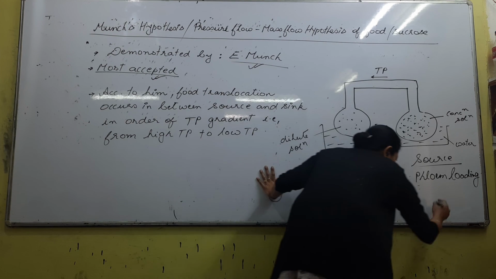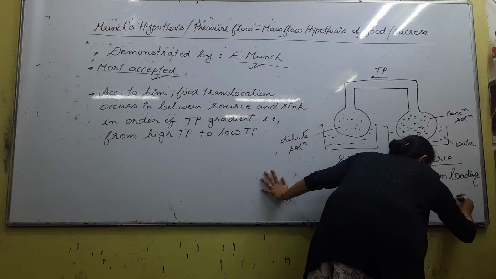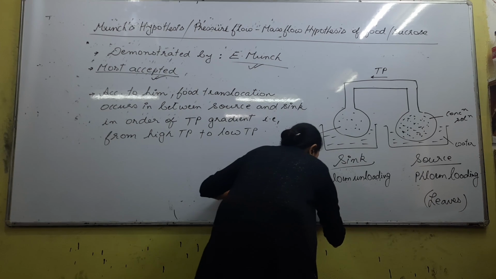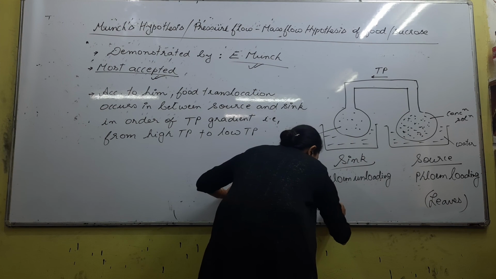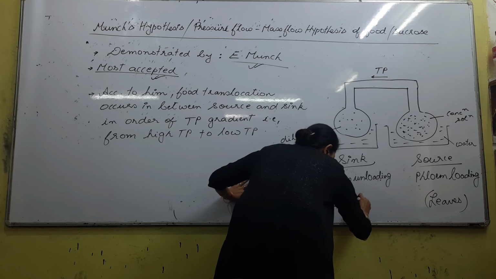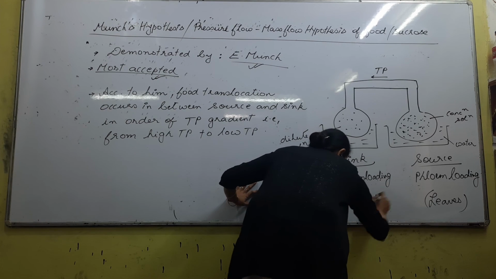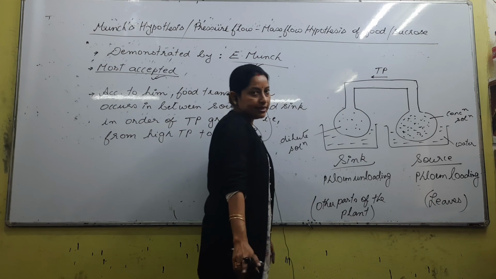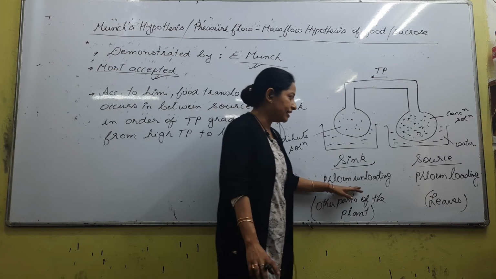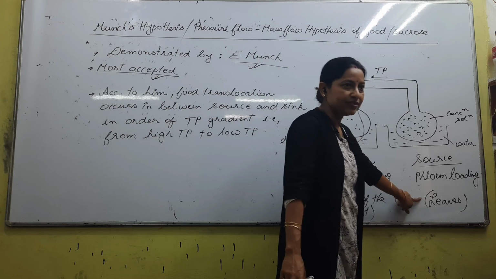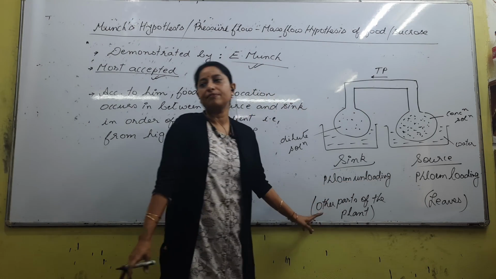In the biological case, what he said is: first he did the physical experiment, then he linked it with biology. The source is the leaves, and from the leaves the food goes to the different parts of the plant body.